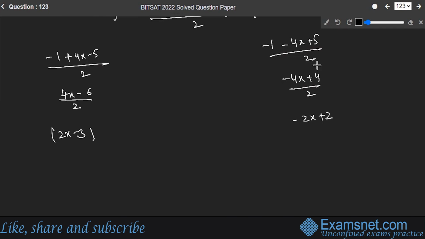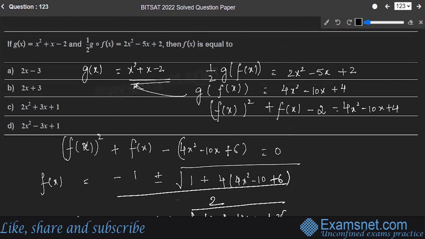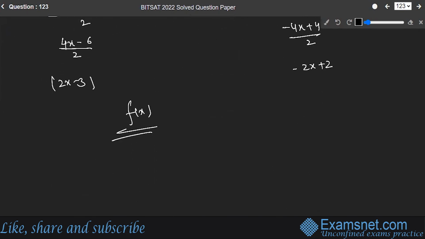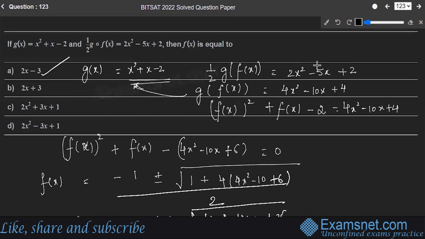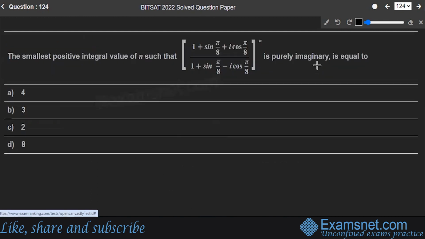So f(x) can have these two values. Let's check. I had 2x minus 3 and minus 2x plus 2. Out of these, I have option A there. That means I have option A as the right answer. Hope you understood that. Next is 124 question.